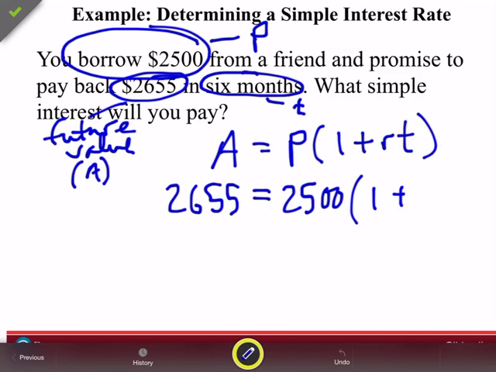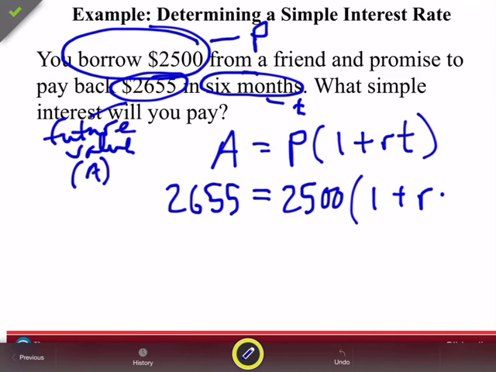The rate, we don't know. What simple interest will you pay? The question here is referring to the rate of interest. They could have been clearer, but it isn't how much simple interest, it is what simple interest. So they're looking for the rate here. So we'll leave that as our variable. And the time is 6 months.